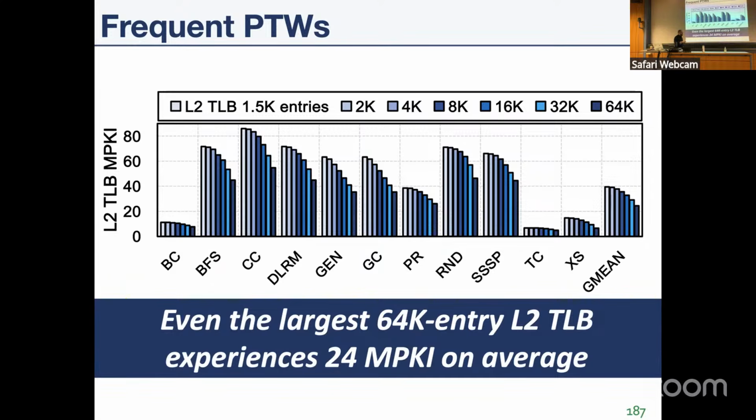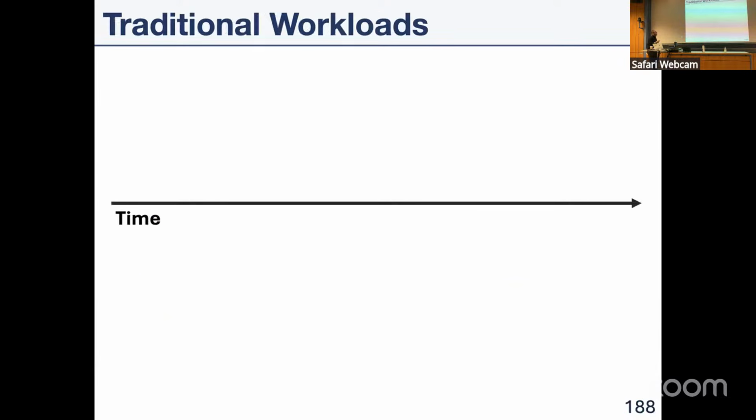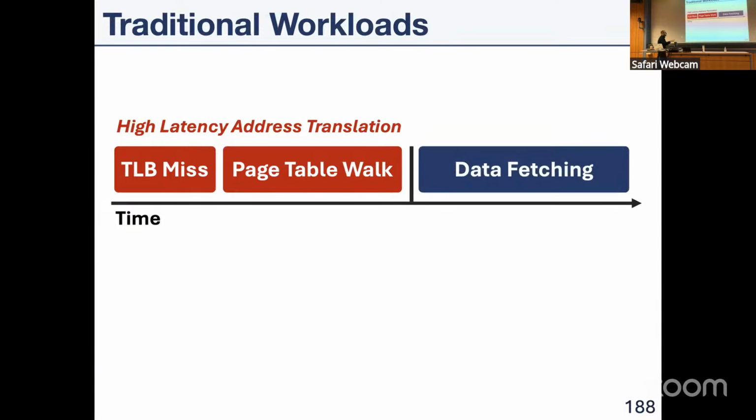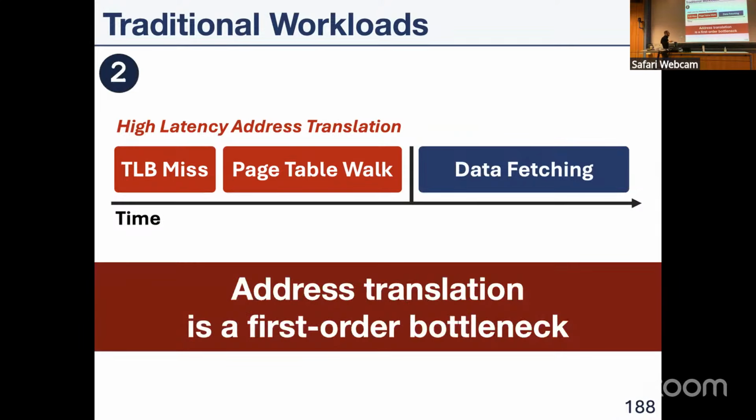We miss 24 times every 1,000 instructions in the L2 TLB, which means we need to perform 24 page table walks every 1,000 instructions. So in these traditional workloads, we have frequent TLB misses, frequent page table walks, and expensive page table walks, which cause very high address translation latency that hurts the memory access latency of fetching the data. And in these workloads, address translation is rendered a first-order bottleneck.